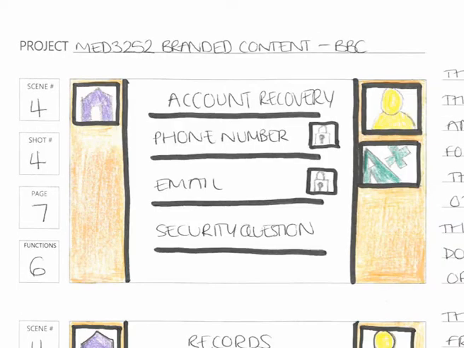Page 7 also follows on from the accounts button, and this is account recovery. So this is what the parent can access, or the child as well, if they get locked out of their account or for whatever reason they cannot access their account. And this is the phone number, email and security questions that they'll set up in advance that can recover their account for them.